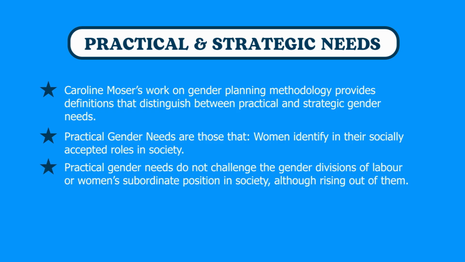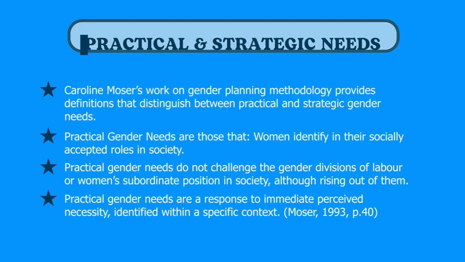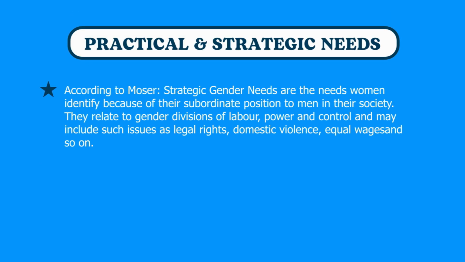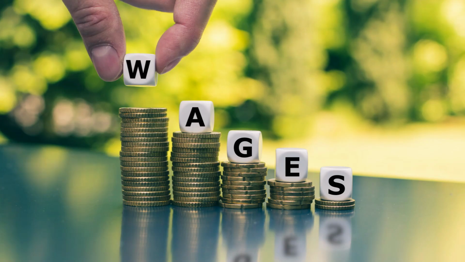Practical gender needs do not challenge the gender division of labor or women's subordinate position in society, although arising out of them. Practical gender needs are responsive to the immediate perceived necessity identified within a specific context. And according to Moser, again, strategic gender needs are the needs women identify because of their subordinate position to men in their society. They relate to gender division of labor, power, and control, and may include such issues as legal rights, domestic violence, equal wages, and so on.